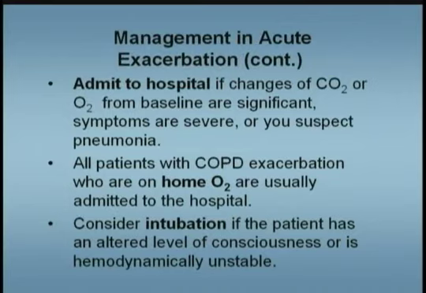So where do we go from there after we do the basics? We always admit to the hospital if there are significant changes in CO2 or oxygen. So if this patient's CO2 is usually at 50 and now his CO2 is 65, that's a significant increase in CO2, and you're going to see that with the pH. There's going to be a significant drop in pH. The same thing with the oxygen. If his oxygen level is usually in the 60s, 70s, and now it's in the 40s, that patient has severe symptoms and has to be admitted to the hospital.